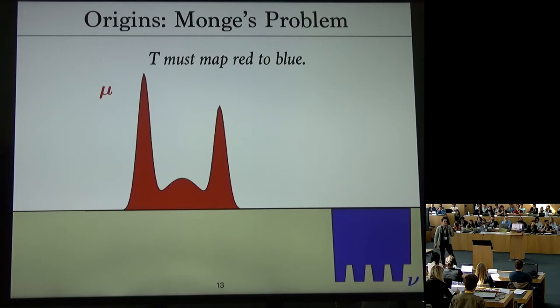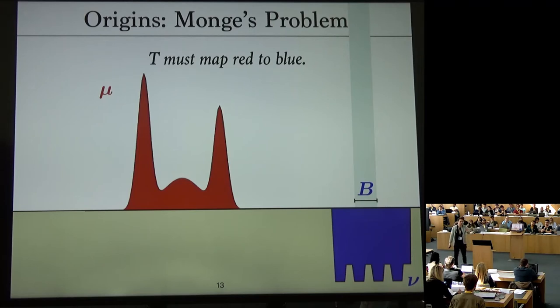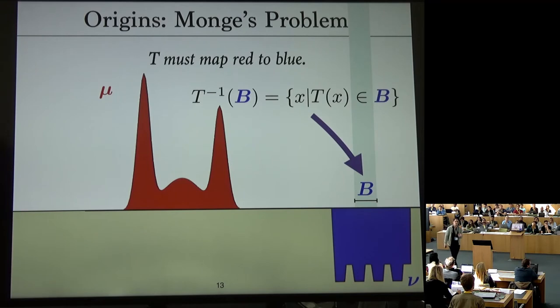Well, this map must be such that in the end, when the worker has finished his work, he basically has filled up the hole. That's the most important thing for me. And so you can write this mathematically by saying that if you look at a special portion B of the landing area, well, there will be some mass, some sand that will be coming into that segment from the original measure. And I will call this T inverse of B. If I define a function T, then there should be some x's which have been sent to B. Okay? So there must be some x such that T of x belongs to this segment.